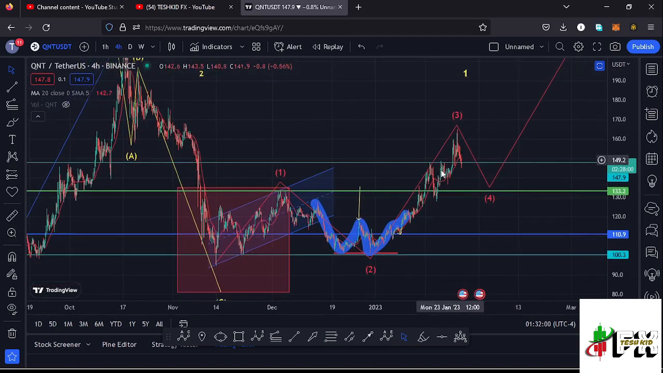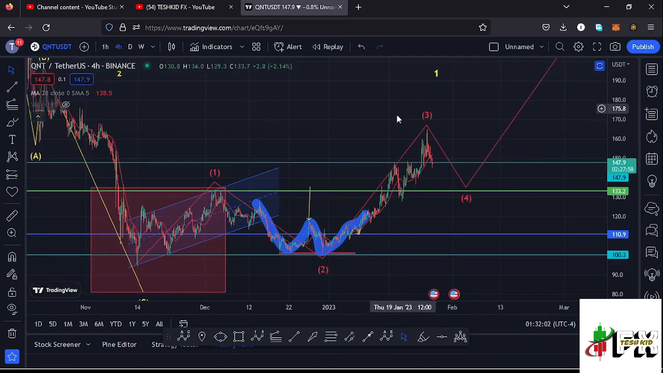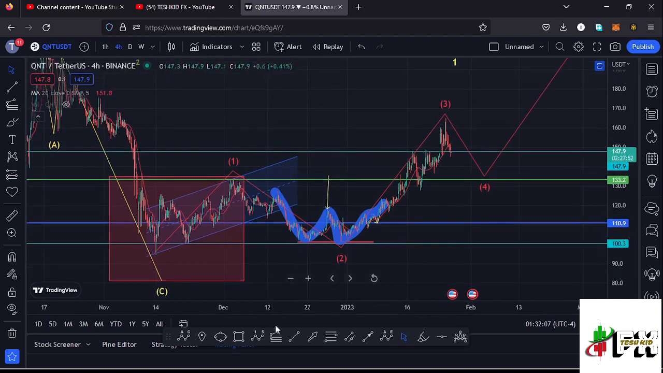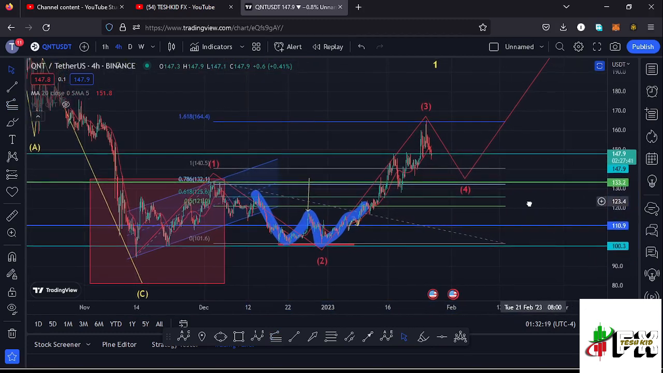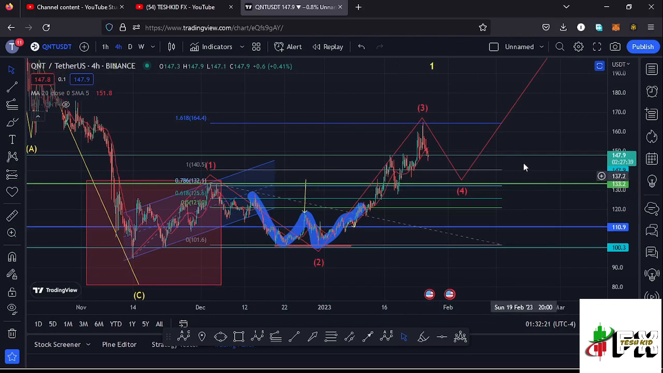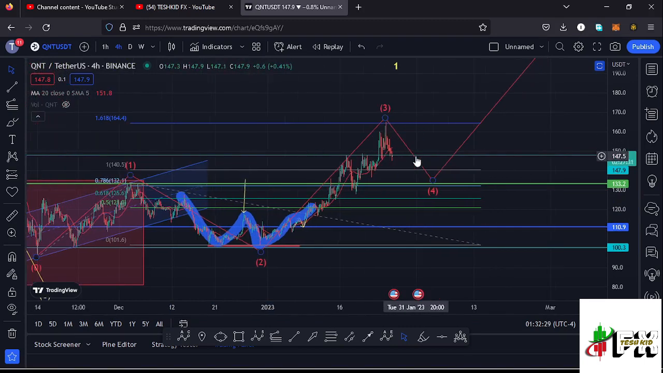Getting a little into the details of this wave 3, let's see whether it has done the minimum we expected by connecting the trend-based Fibonacci from the low of the first wave to the high of that wave 1, then dragging the fibs to the low of the second wave. That gives me a minimum target area at the fib level 1.618, which lies at around the $164.4 mark, a target area that we fully maximized, making a high at around the $165.5 mark.